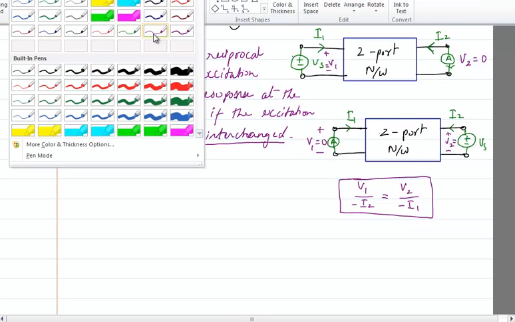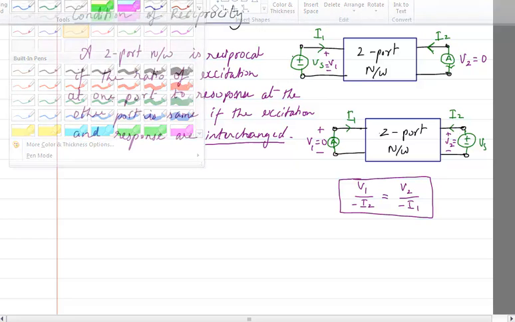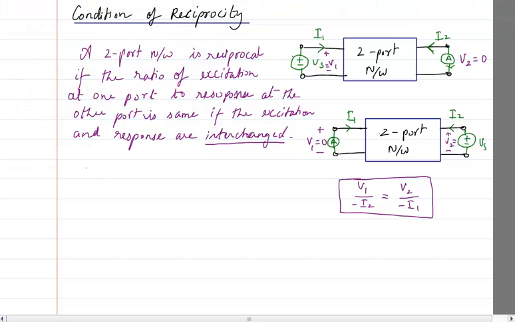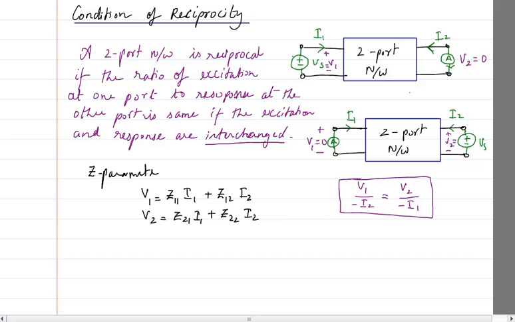So when I am going to do, okay, yeah, so the Z parameter equation is basically given by V1 is equal to Z11 of I1 plus Z12 of I2, and V2 is going to be equal to Z21 of I1 plus Z22 of I2. Okay, now have a look here.